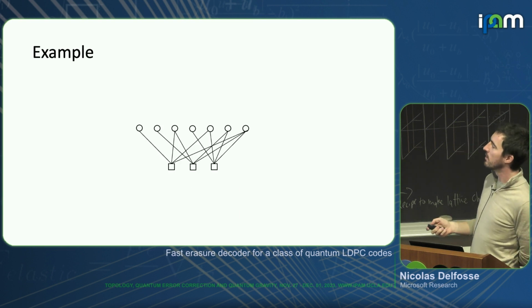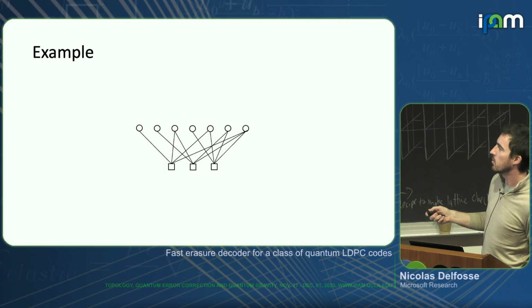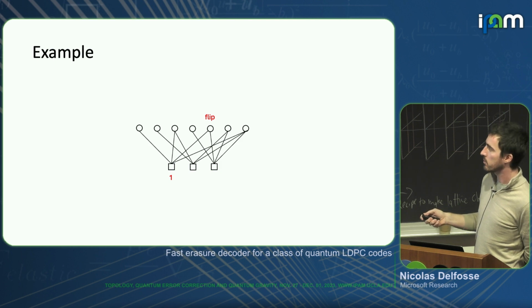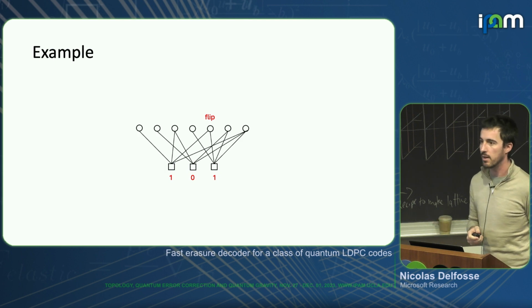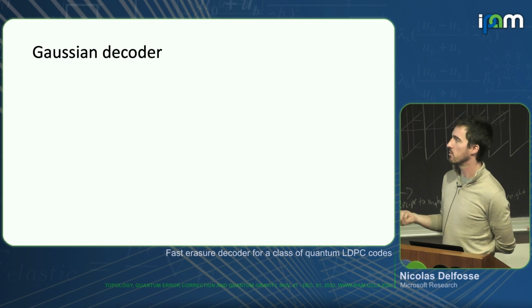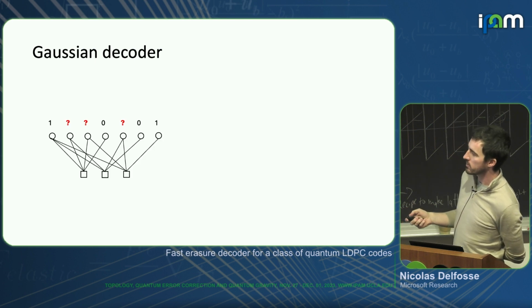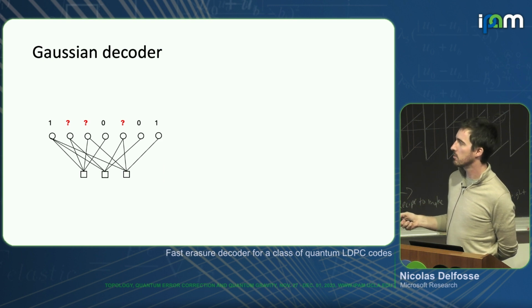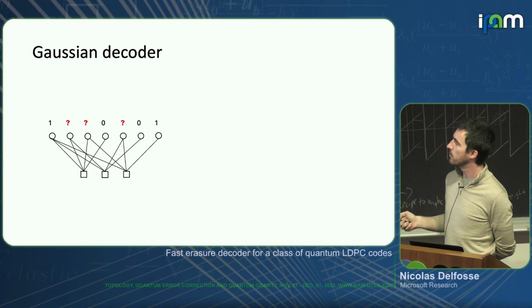For example, the Hamming code, in the quantum setting, it's the Steane code. If you flip a bit, you are going to detect that the 2 incident checks here are violated. The parity is not 0 anymore because you flipped this bit. So those 2 checks are violated, and the other check remains valid. Okay, now how do we use this information to decode? So we have a bit string with some erased bits, and we're going to try to recover those erased bits.